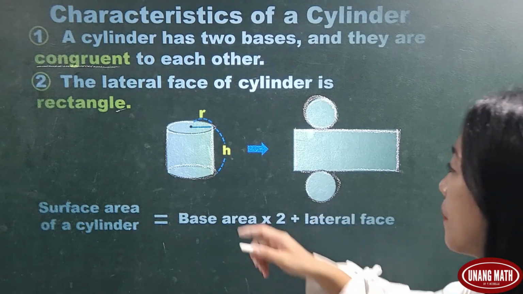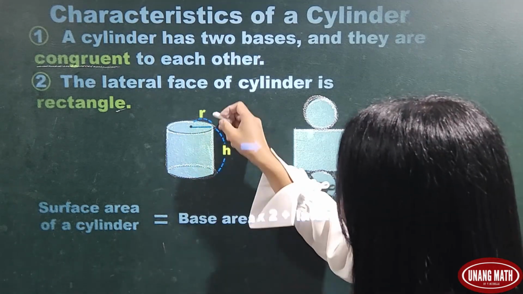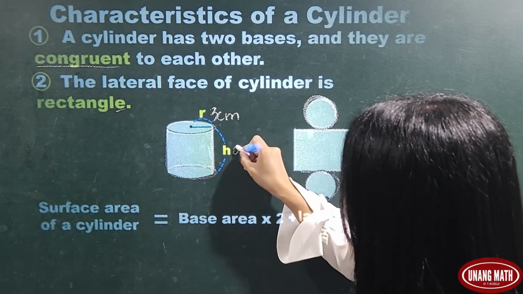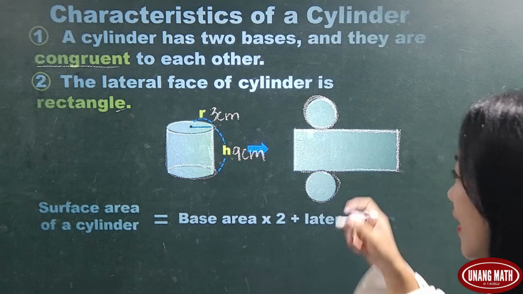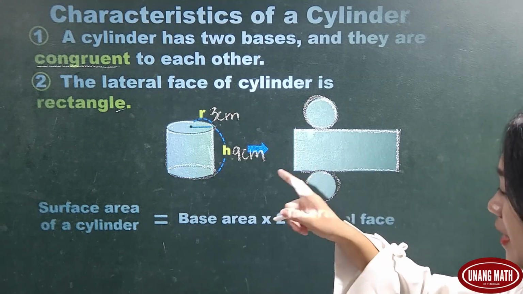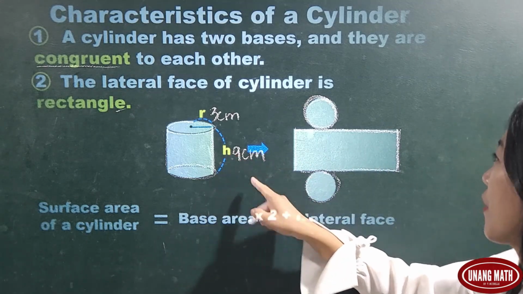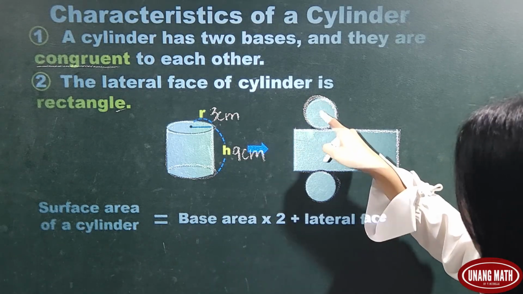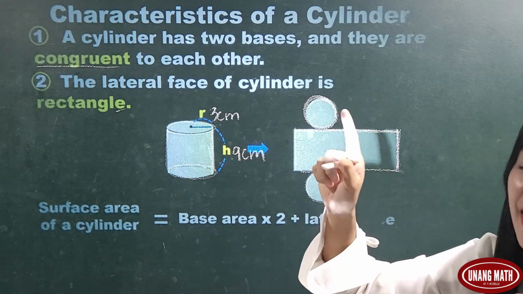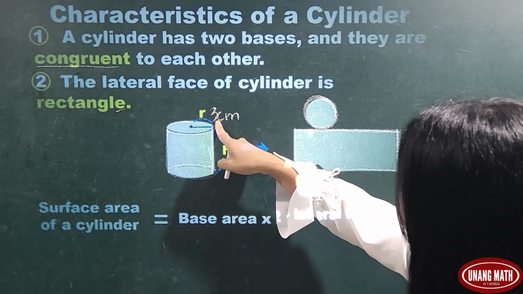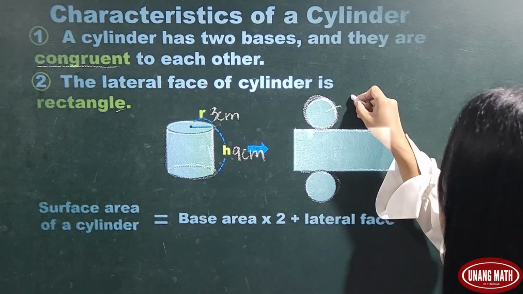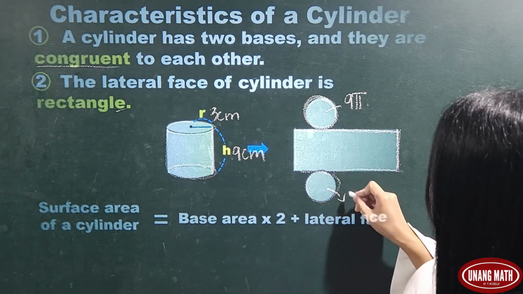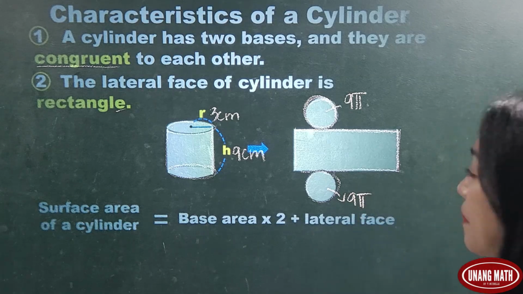Let's say for example the radius of the circle is 3 centimeters and the height is 9 centimeters. Let's find the surface area of the cylinder. The area of one base, or of this circle, would be pi r squared. The radius is 3, so 3 times 3 is 9. So this is 9 pi. This is also 9 pi.